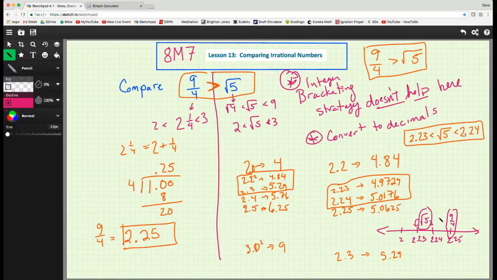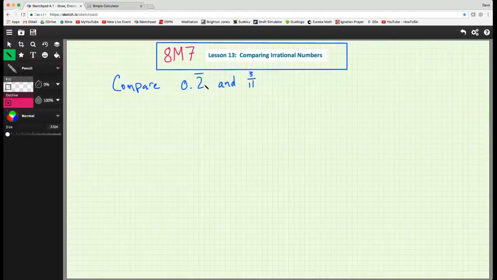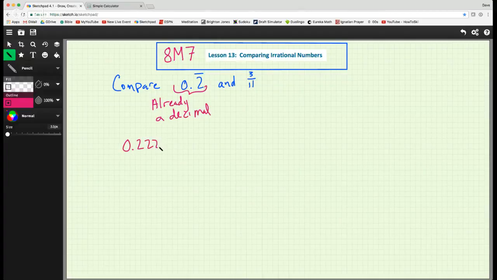All right, let's do one more. Again, you should be able to do all of these yourself. And again, this is already represented as a decimal. So this is nice because we can compare this. You can also look at it as 0.222222222... And so if we have to compare this to 3/11, let's see what happens.